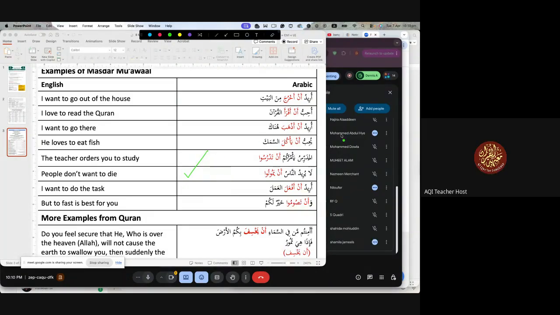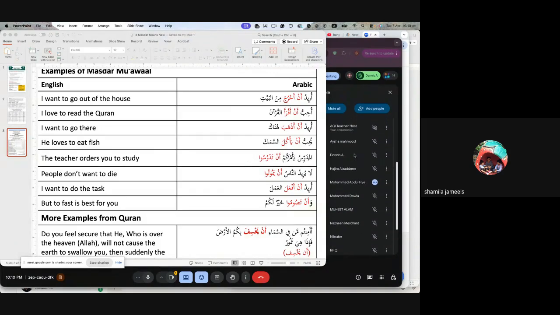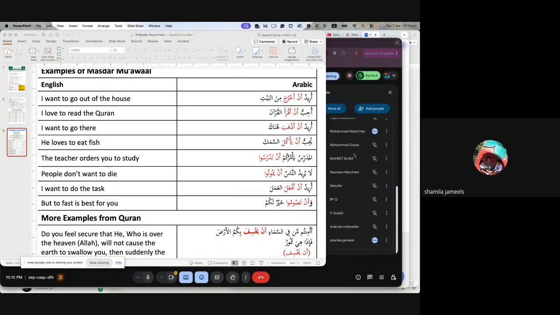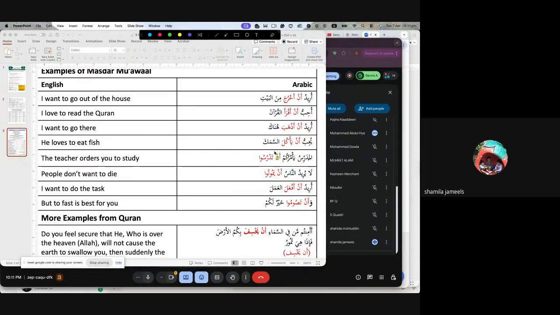Yes, Ustad. Yes, please. لا يريد الناس أن يموتوا. So this أن يموتوا is our Masdar Muawwal, and it has to be like Yamutuna. Good. Yes, it dropped the nun because of the nasb state. So Al Yamutu is Masdar Muawwal, acting as a noun.